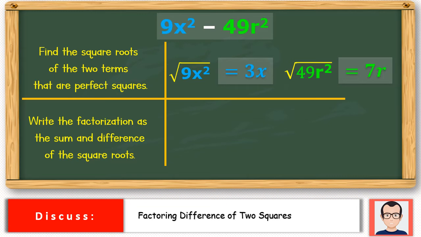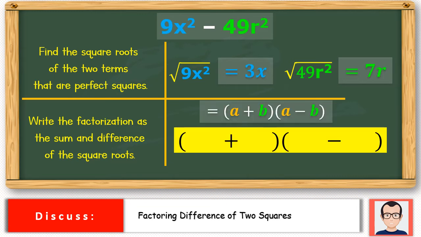After getting the square roots, we now express it as factors of the sum and difference of the square roots. Following our pattern, this will be our answer: 3x minus 7r times 3x plus 7r. Alright, we are done with the first. Let's try another one.